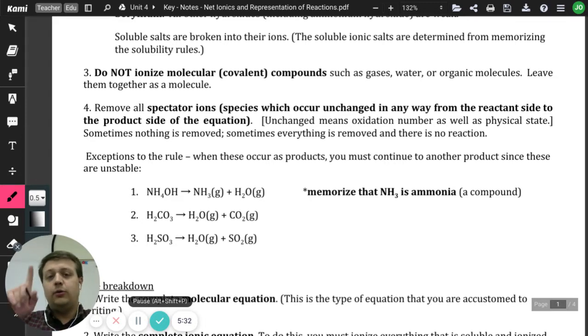Something to keep in mind, though, is your exceptions. If you remember last class, we talked about exceptions when we did the double replacement, right? Remember we talked about 3 different compounds that when they go through double replacement, they are going to decompose further, right? And those were ammonium hydroxide, carbonic acid, and sulfurous acid. So those 3 things, you are going to need to remember that they break down further.